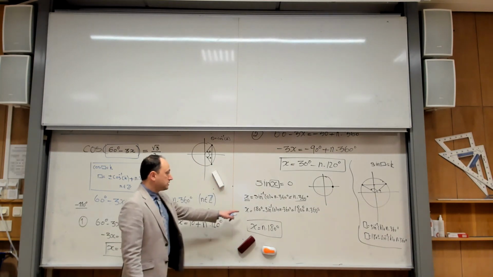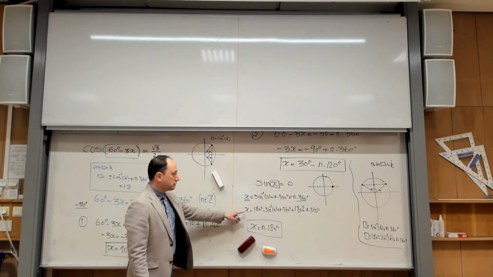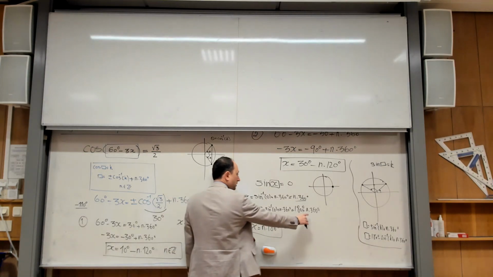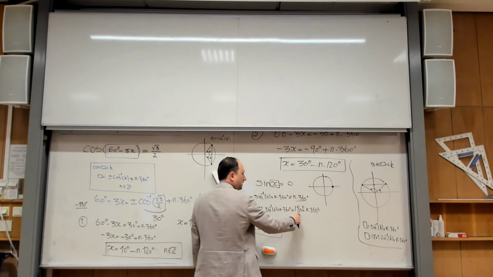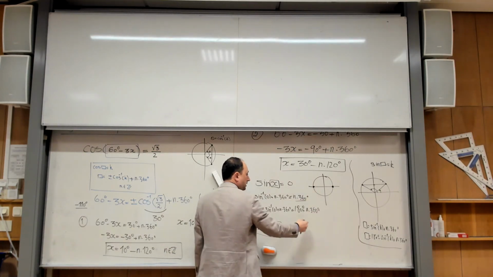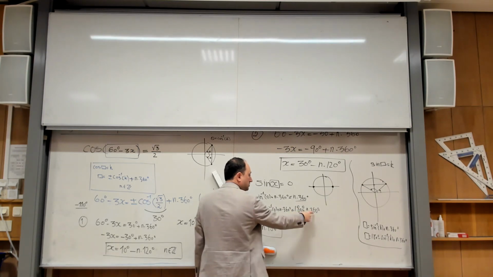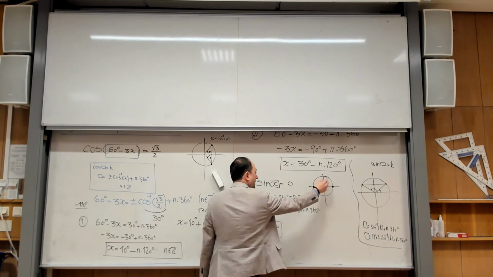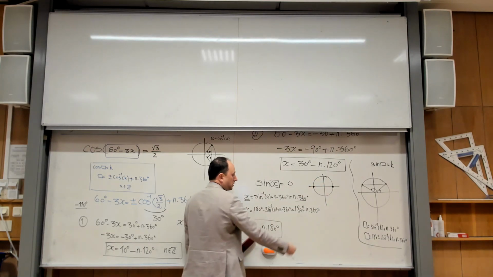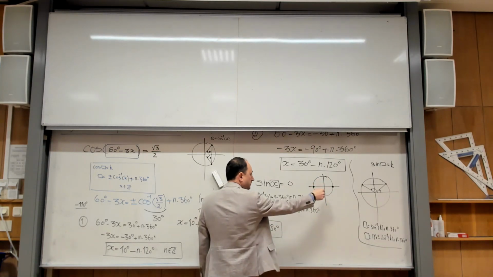But then if I ask you where are these angles, let us just do that. If I put 0, I get 180, which is here. If I put 1, I get 180 plus 360 degrees, so I go back here. Yes? If I put two revolutions, then you go back here.